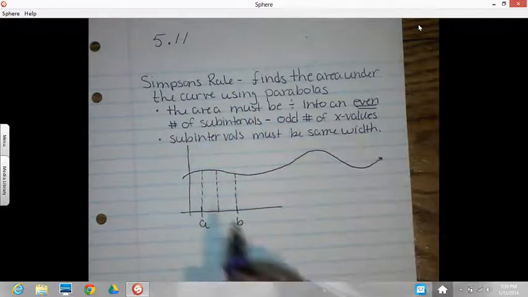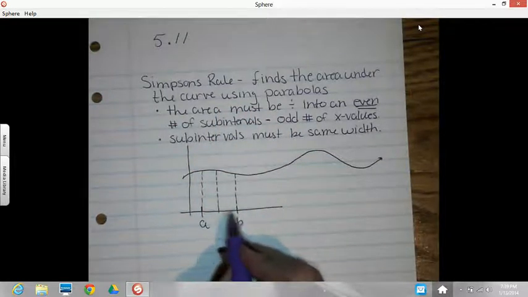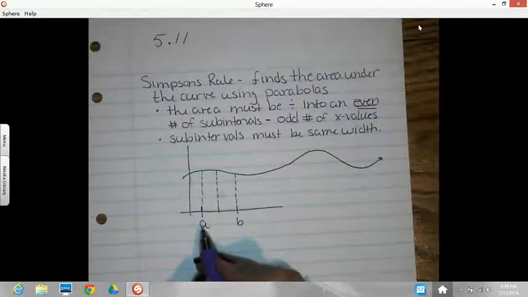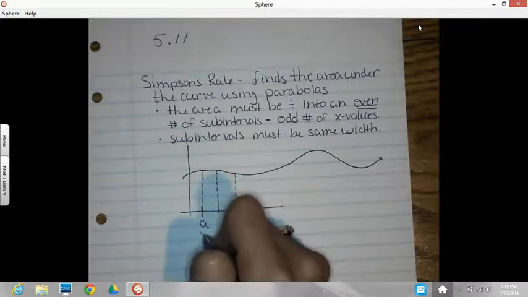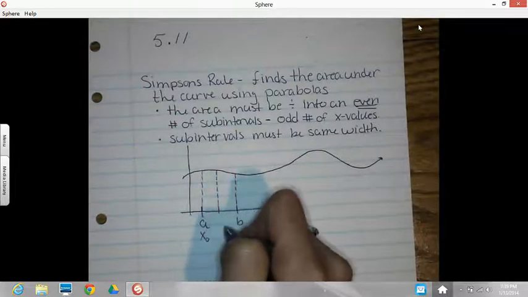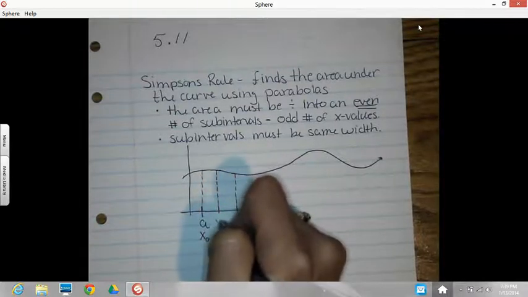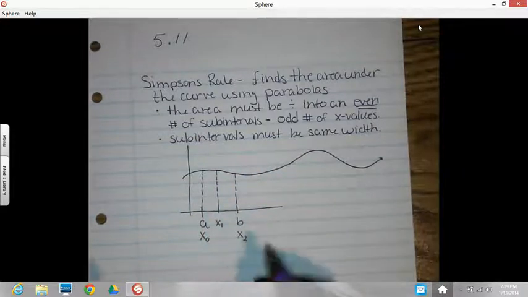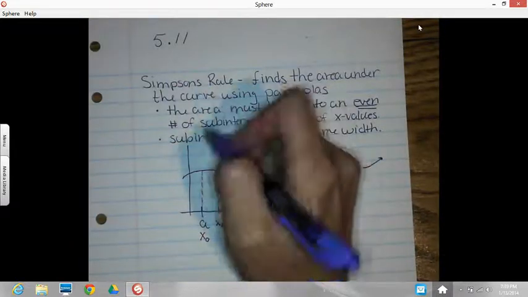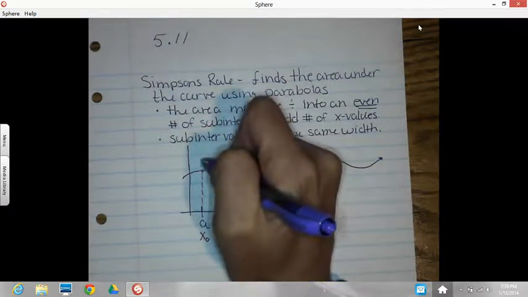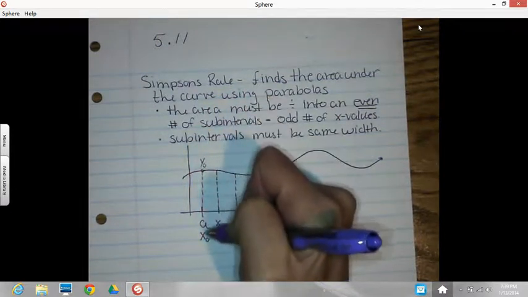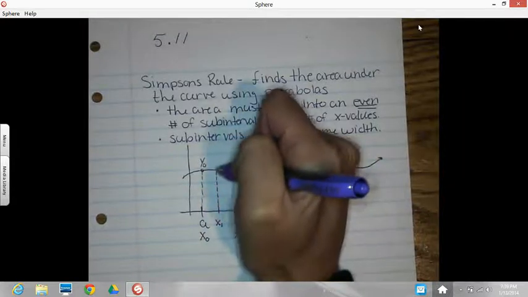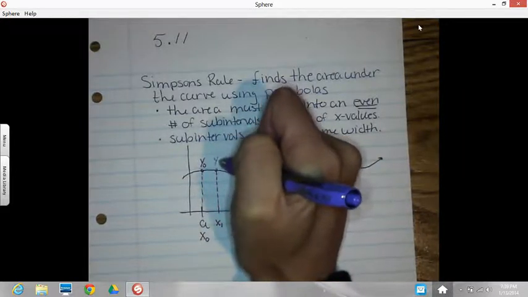So that I'm using 3 x values. And then instead of calling the first one x1, they call it x sub 0. I have no idea why. That puts the second one as x sub 1 and then x sub 2. Maybe so it ends in an even number. I'm not really sure. So what Simpson's rule does is it takes these 3 corresponding y values. This would be y sub 0 because it's the y value for x sub 0. This one would be y sub 1. And this one would be y sub 2.